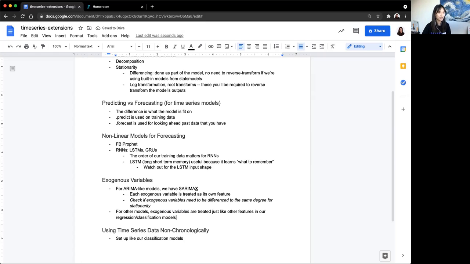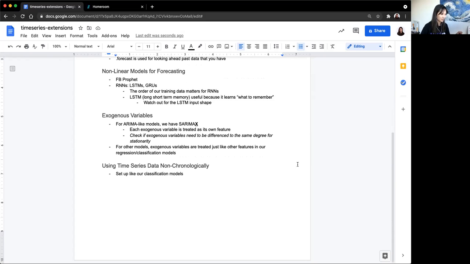Questions on exogenous variables? Because this is kind of a segue to what I next wanted to talk about. All right, something I wanted to bring up is that when you have a combination of a time series and exogenous variables, you have the capability of thinking about your time series data non-chronologically. A way to think about this is to set it up like our classification and regression models.